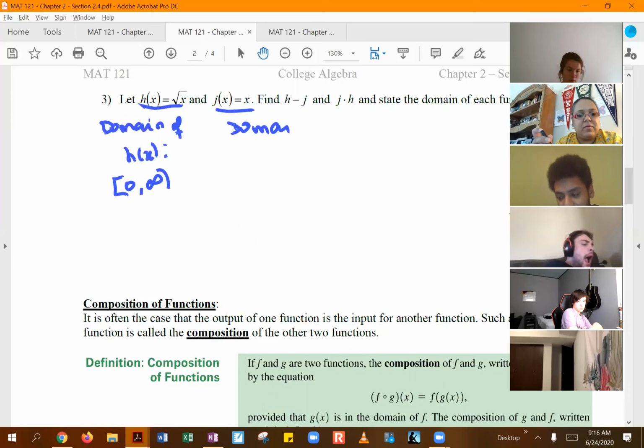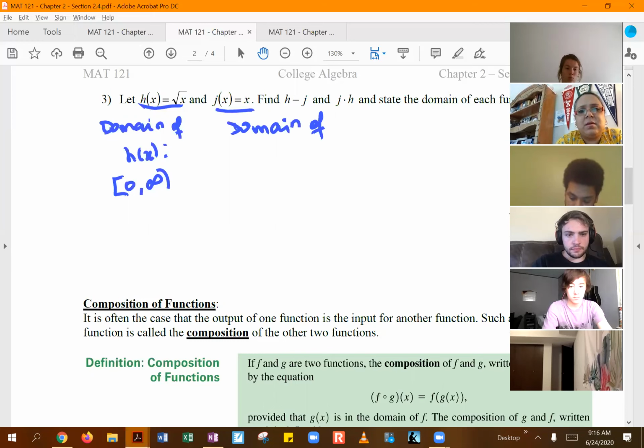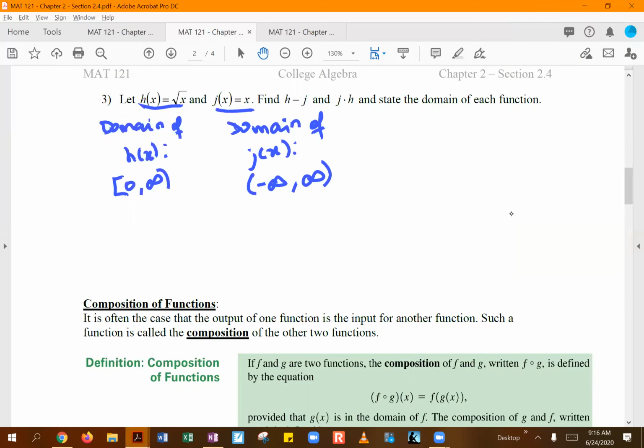Okay, this guy really is driving me crazy today. Okay, while I'm trying to get my pen to work, what will be the domain for the j of x function?